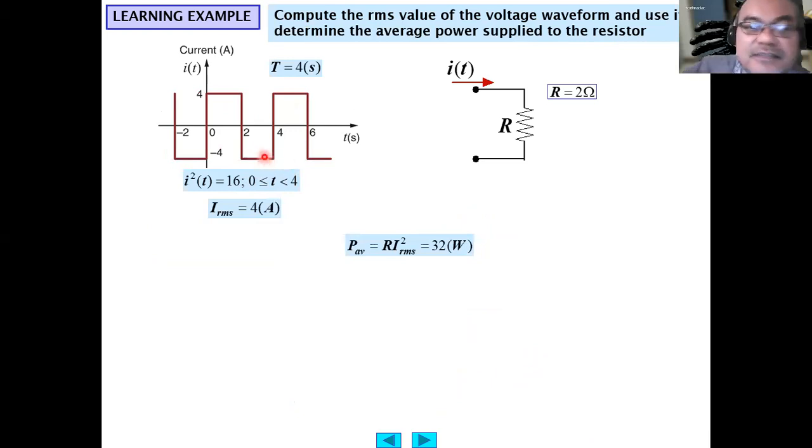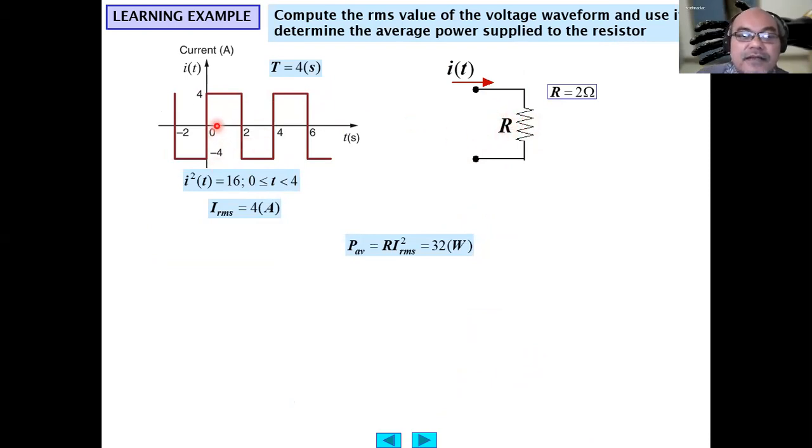Another example, this is a more common waveform, basically a pulse waveform. Compute the RMS value of the voltage waveform and then use that value to determine the average power supplied to the resistor. Here, the resistor is 2 ohm.